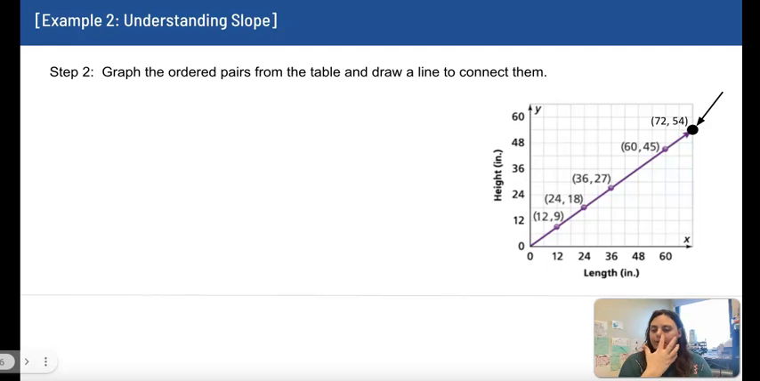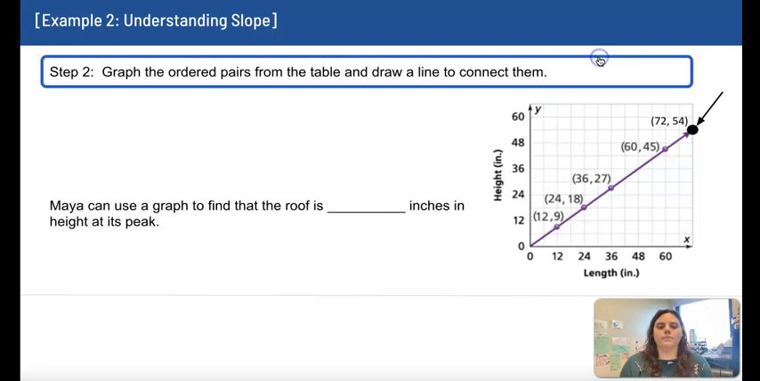This is going to be at (72, 54). And I can see that it's here halfway between 48 and 60, and so that spot is 54. So I know that this is at (72, 54). Now, Maya can use this graph to find that the roof is 54 inches in height at its peak.